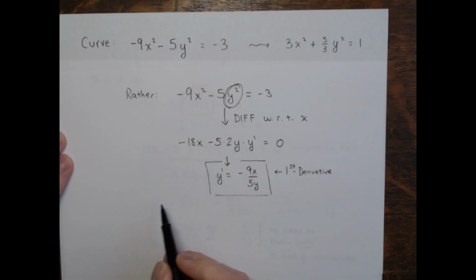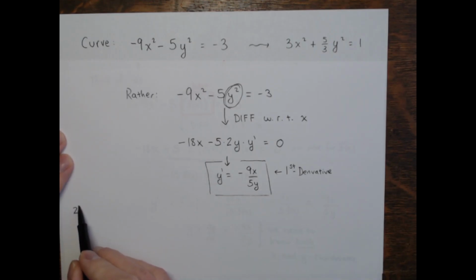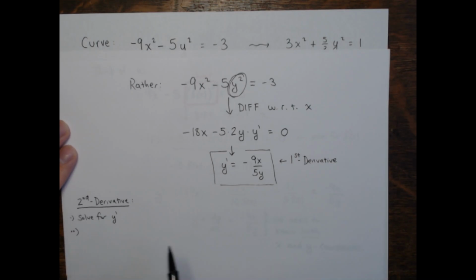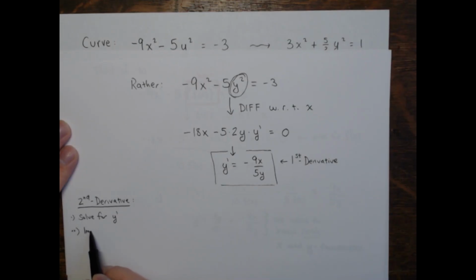Now we just do it again, right? Because they're asking us for an expression for the second derivative. Right, so just solve for y prime, do the first derivative like we did here, and then do it again. Implicitly differentiate again.